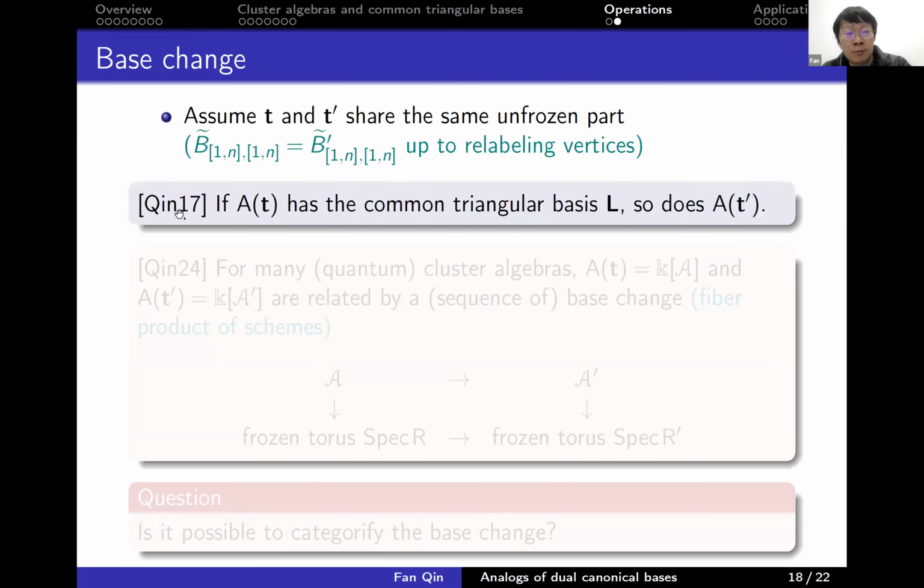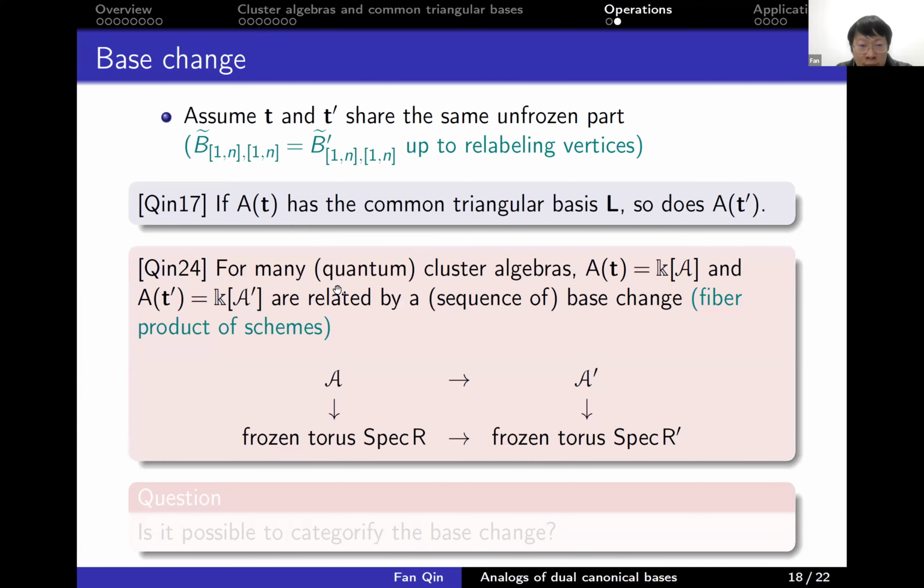This was known in a previous work of mine. If the first cluster algebra has a common triangle basis, then the second one also has a common triangle basis. There's a way to write the basis element for the new one. And now actually we can formulate that in this way.